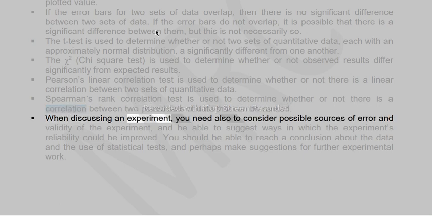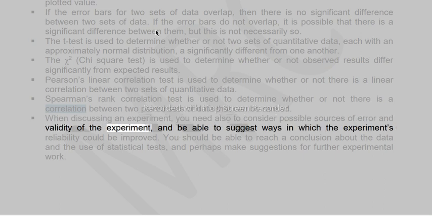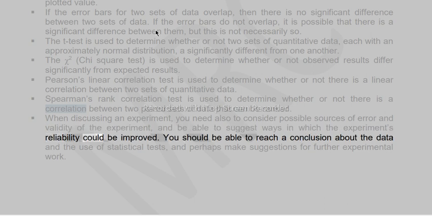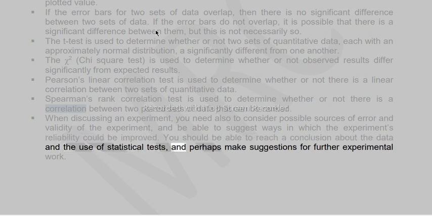When discussing an experiment, you need also to consider possible sources of error and validity of the experiment, and be able to suggest ways in which the experiment's reliability could be improved. You should be able to reach a conclusion about the data and the use of statistical tests, and perhaps make suggestions for further experimental work.